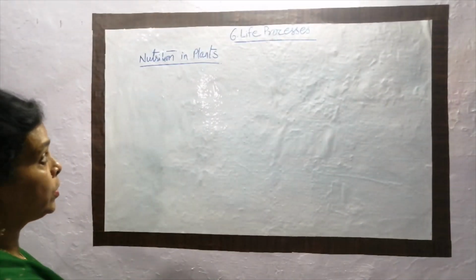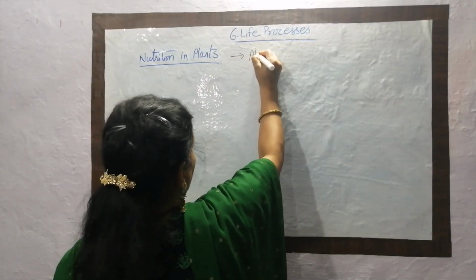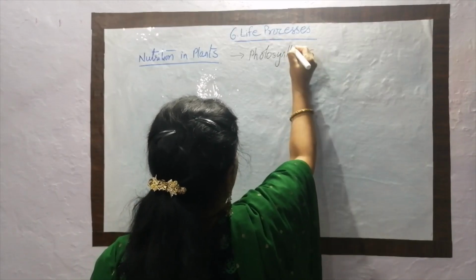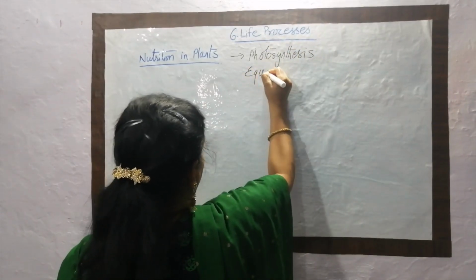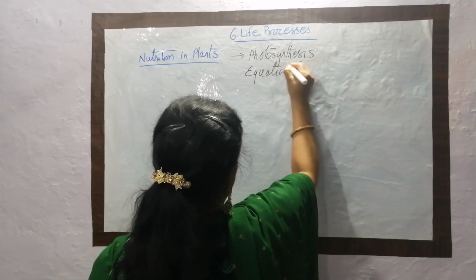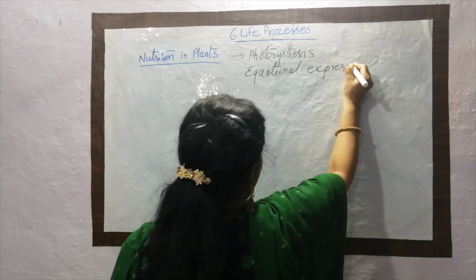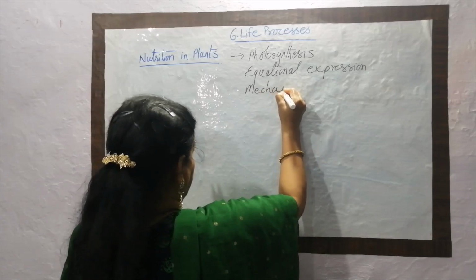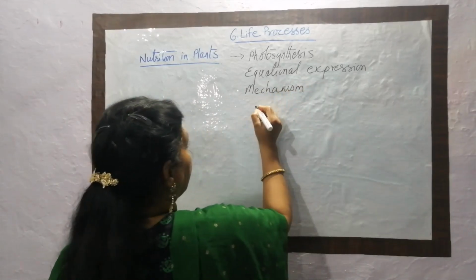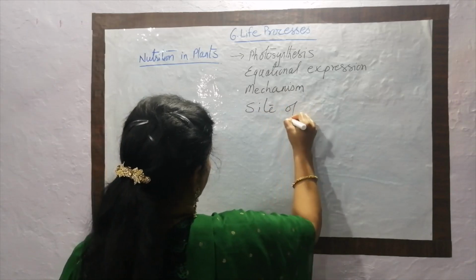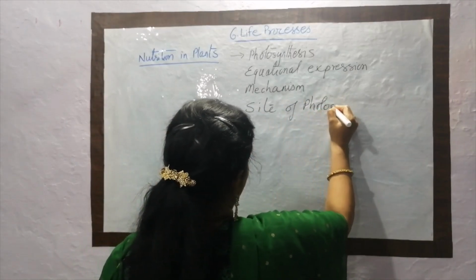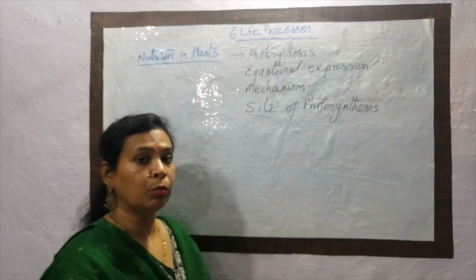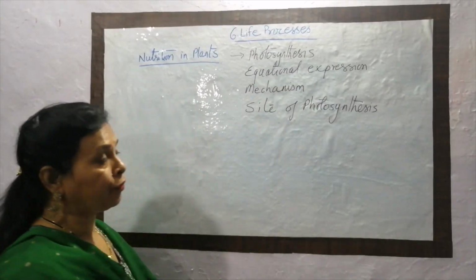In this heading, we have to study about the process called photosynthesis, equational expression of photosynthesis, then mechanism of photosynthesis, then site of photosynthesis. Okay, then move on. We have to study about all these four topics.